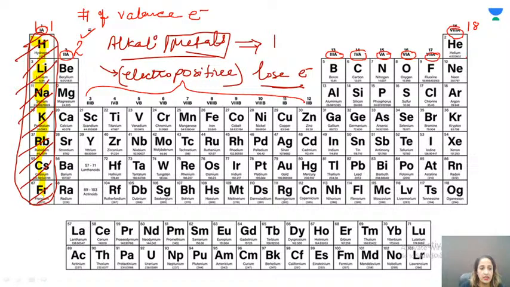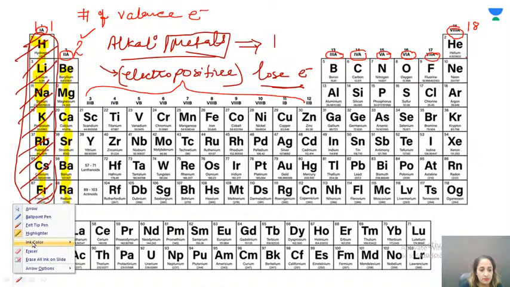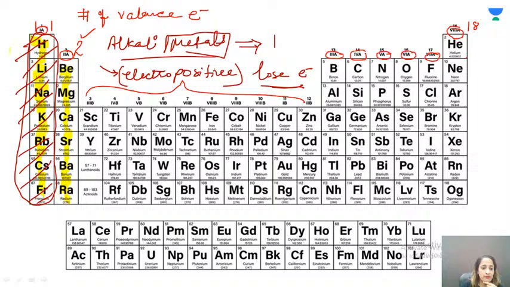In group number 2 we have beryllium, magnesium, calcium, strontium, barium, and radium. These group 2 elements are called alkaline earth metals. These are also metallic in nature, but we call them alkaline earth metals because the metals in group 1 that we have just discussed are very reactive metals. We don't find them in free state in nature, so that's why we call them alkali metals.